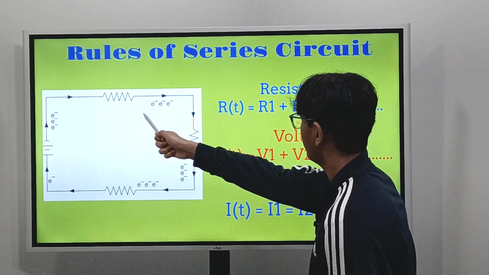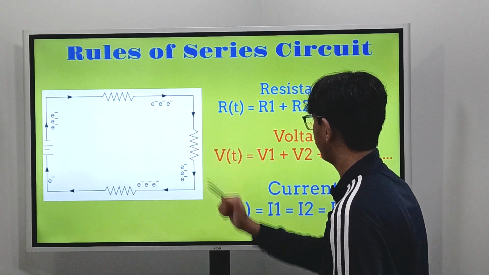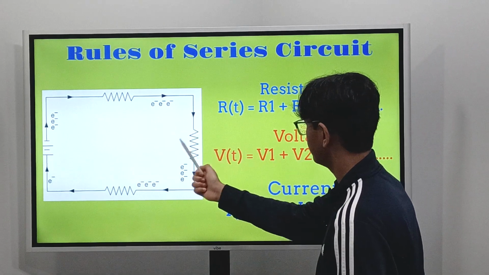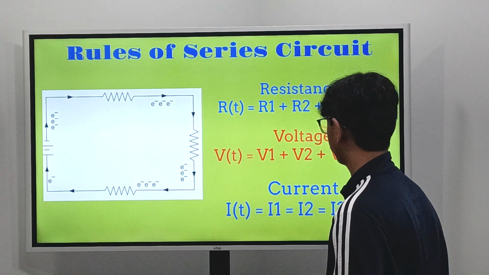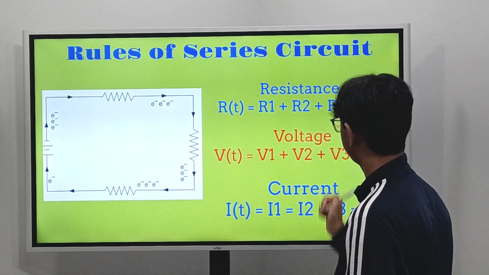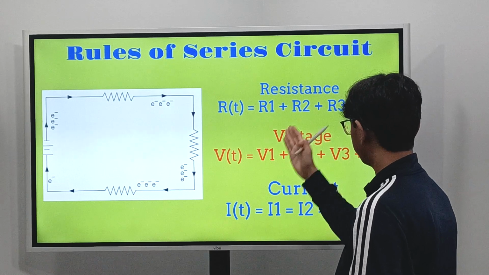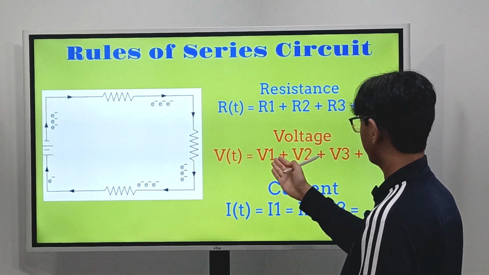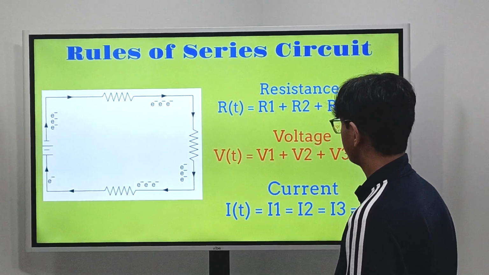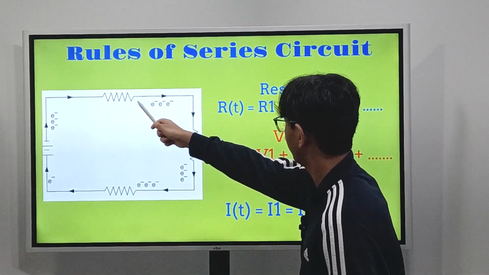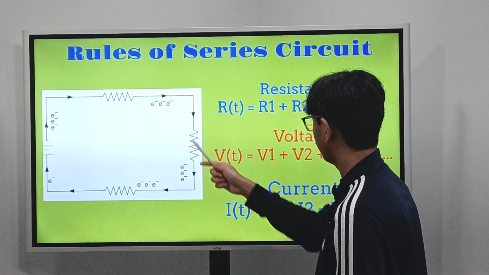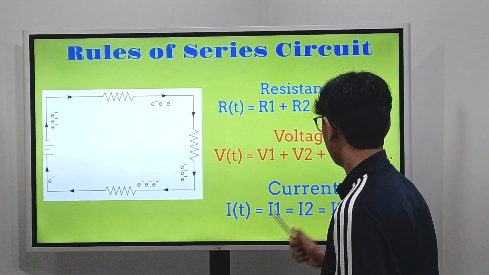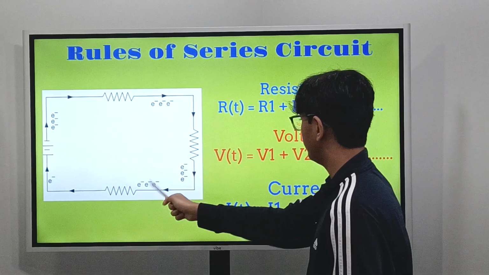So that means the current in I1 will be equal to the current in I2, and that current in I2 will also be equal to the current in I3. So that is our first rule of the series circuit. Our second rule is about voltage. So for voltage inside of a series circuit, we're going to be adding them all together. So for V1, the voltage in this one, we're going to be adding that with the voltage for V2, and we're also going to be adding that for the voltage of V3.